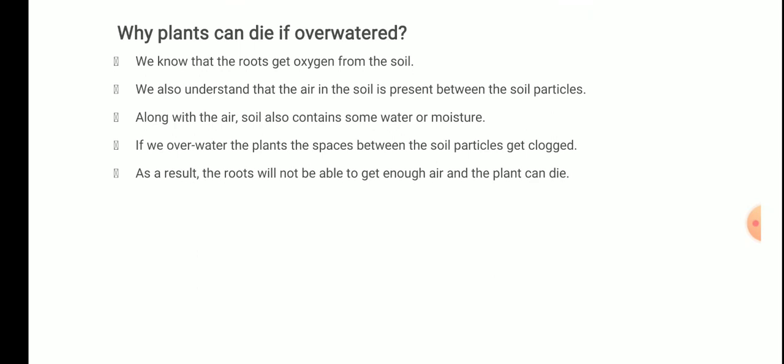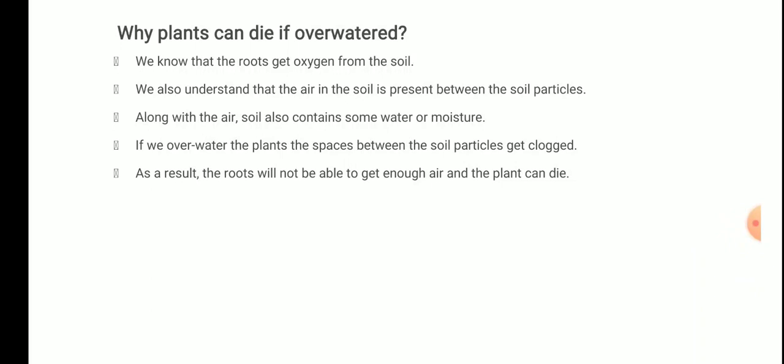Let's move on to the next topic. It is why plants can die if overwatered. Overwatered means excess water is given to them. So let's discuss. We know that the roots get oxygen from the soil.